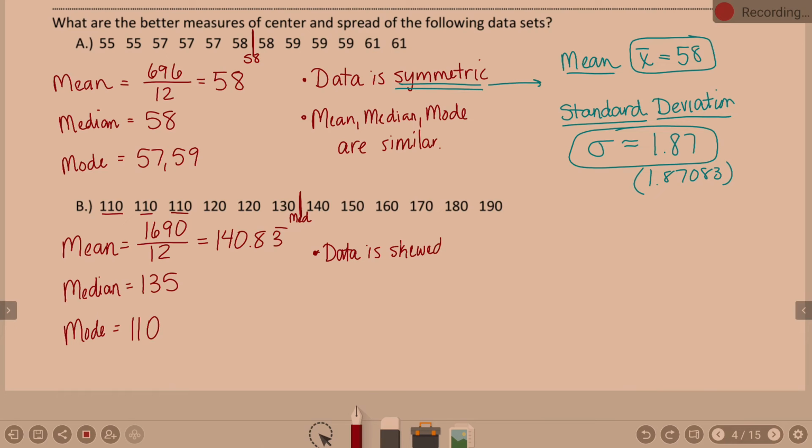Okay, data is skewed right this time. And I'm saying that because my mean, median, and mode vary. Because my data is skewed, what am I using for the measures of center and spread? That's going to be the median and interquartile range.